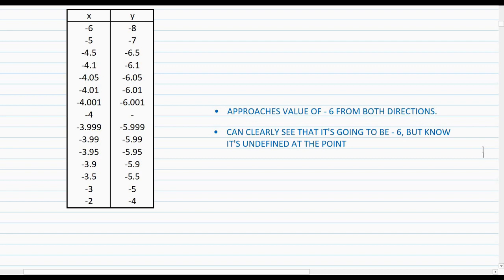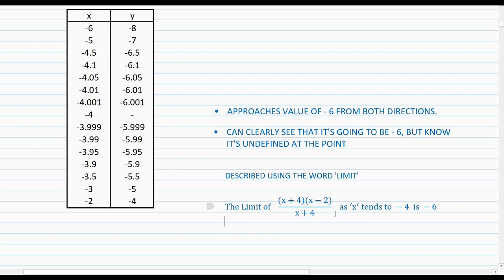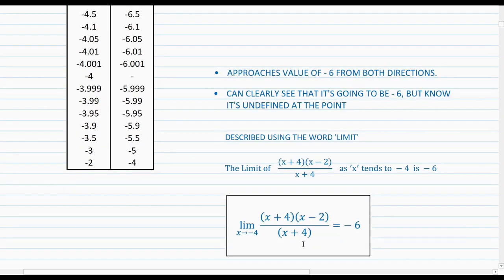This value it approaches is described using the word limit. The way to describe what's happening is saying the limit of x plus 4 times x minus 2 over x plus 4 as x tends to negative 4 is negative 6. And the mathematical way of writing it is, which is read exactly how I just mentioned as described here. The key takeaway from this and what it means is that a function can have a limit at a point where it's undefined.